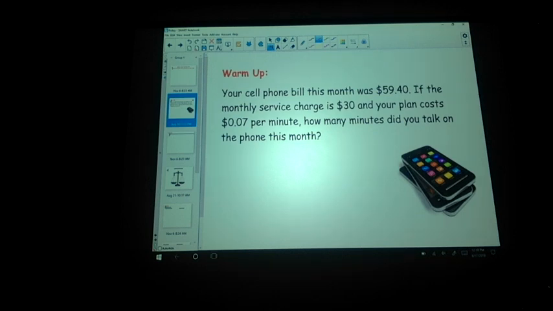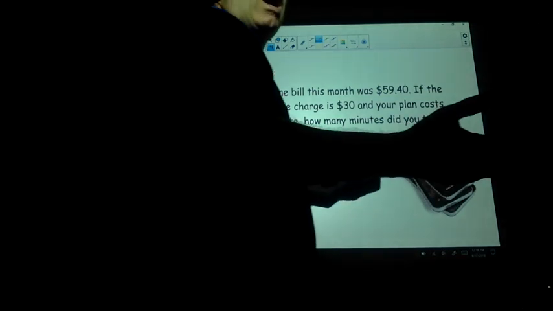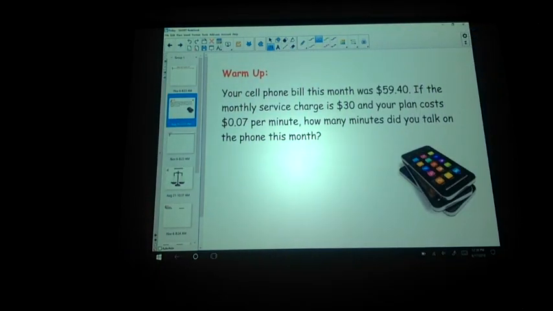I know a lot of the service plans now for cell phones, you just pay a flat fee unless you go over your certain amount of data usage, right? But I imagine there might be a plan that's still out there. So, what is your total bill? $59.40. Okay.